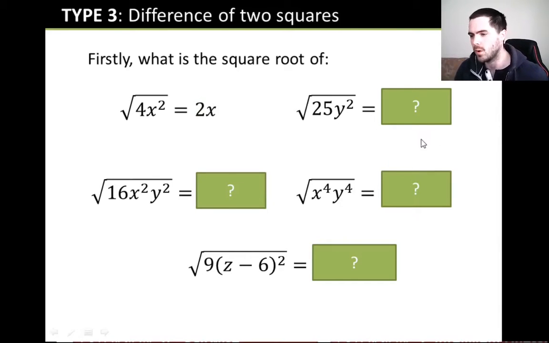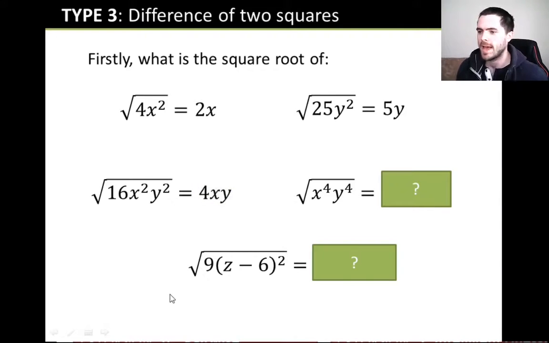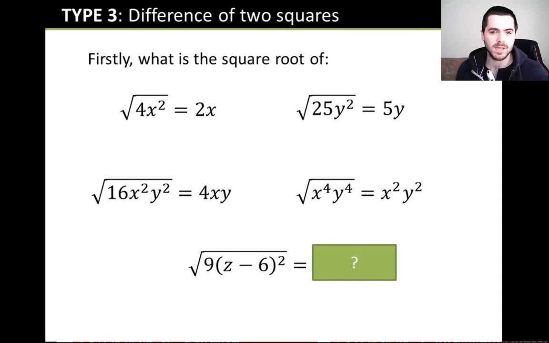The square root of y squared is y, so the square root of 25y squared, that's 5y. The square root of 16x squared y squared, the square root of 16 is 4, so the square root of this would be 4xy. X to the power of 4, y to the power of 4, it can seem a little trickier, it can seem a little bit daunting. What times by itself would give me x to the power of 4? Well, that's x squared. So x squared times x squared is x to the 4. Y squared times y squared is y to the 4, so the square root of x to the 4, y to the 4 would be x squared, y squared.